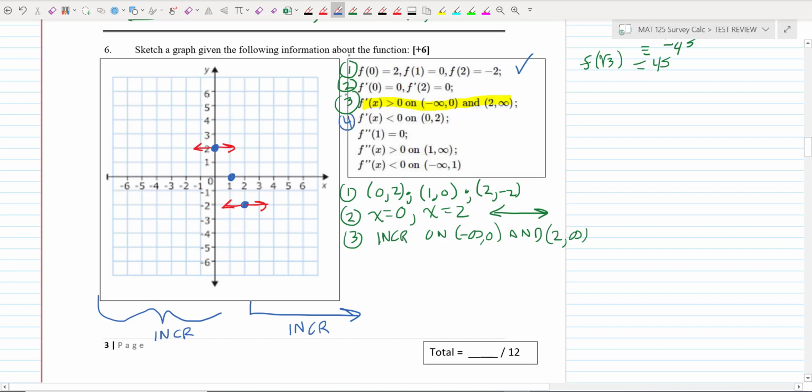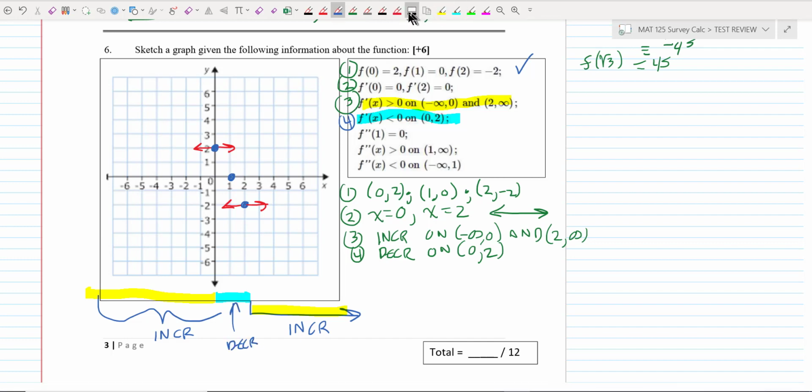The fourth statement basically is saying this. The second derivative is negative, or I'm sorry, the first derivative is negative. That means the function is decreasing on the interval 0 to 2. So that's what that statement says. So I'm just going to make a note to myself. I'm increasing from here to here, from here to here, and then I'm going to decrease from here to here. I'm not going to draw a graph, I'm just writing notes to myself.